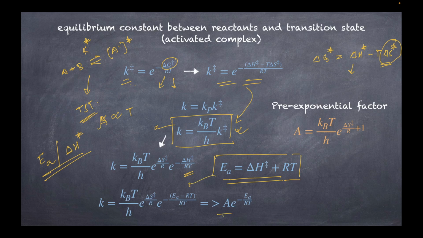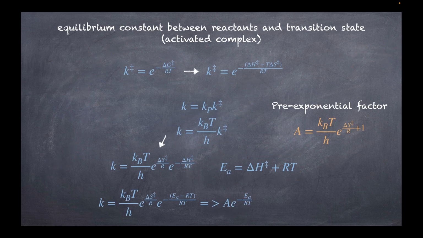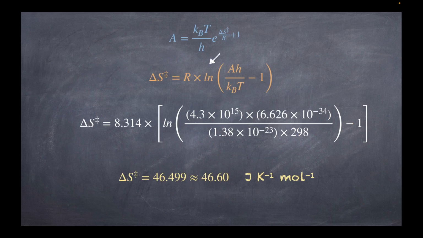We can put this expression here by replacing this. So overall we can write A times e to the power of minus EA divided by RT, where EA is the activation energy and A is the pre-exponential factor. Combined, the expression of A is kBT divided by h times e to the power of delta S double dagger divided by R plus 1. So by looking at this expression, using the transition state theory approximation, what was the approximation?